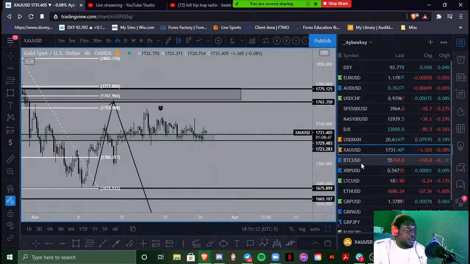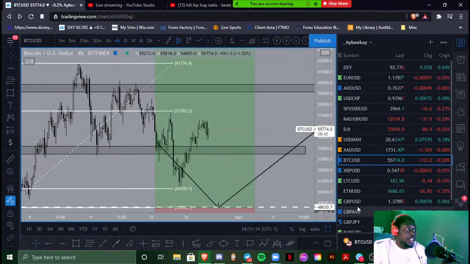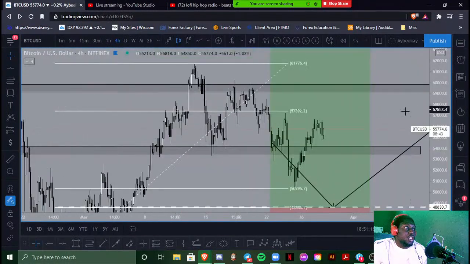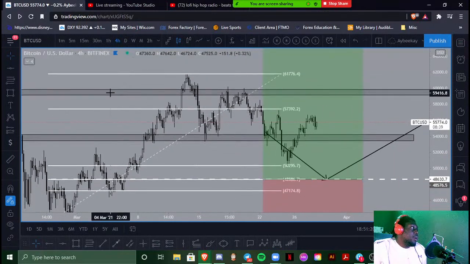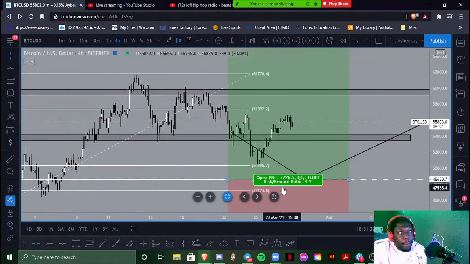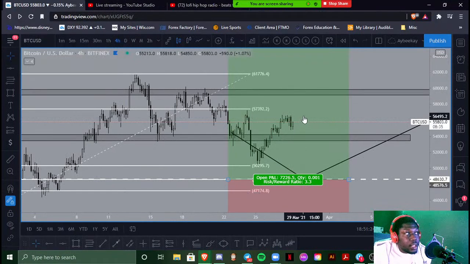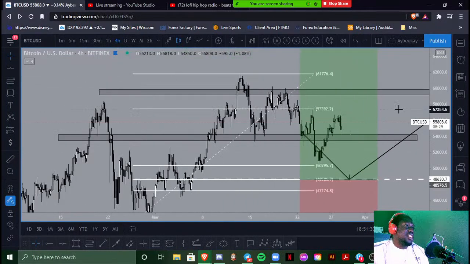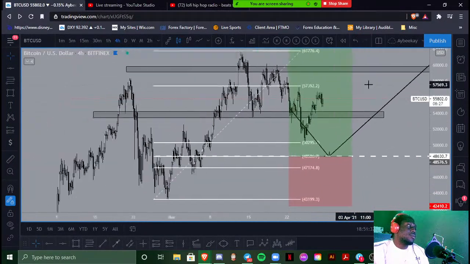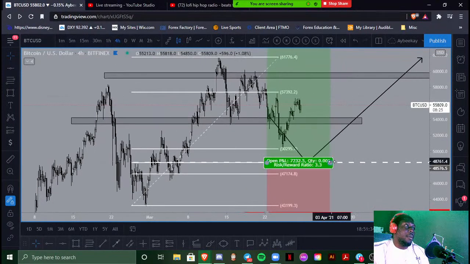Let's go on over to the cryptocurrencies before I go on to the GBPs and the Euro pairs. Alright, so Mr. Bitcoin been chilling at this 56,000 area for the past couple of days, past 1-2 days. I still do want this entry for a buy. I can't just get into a buy right here.